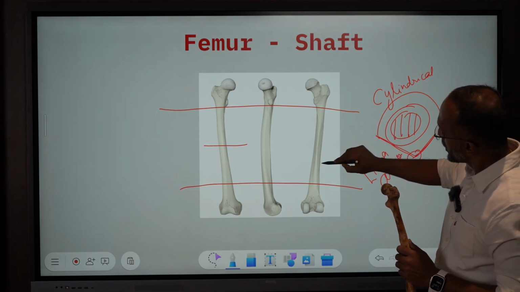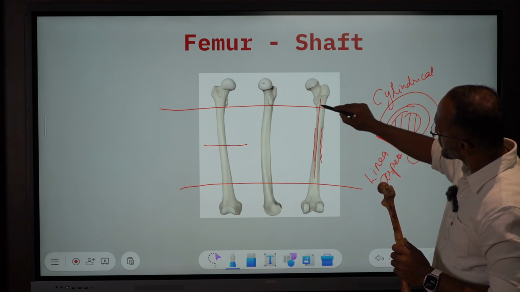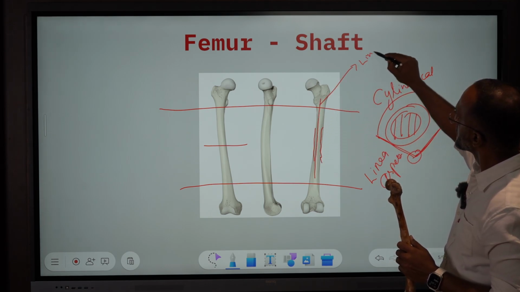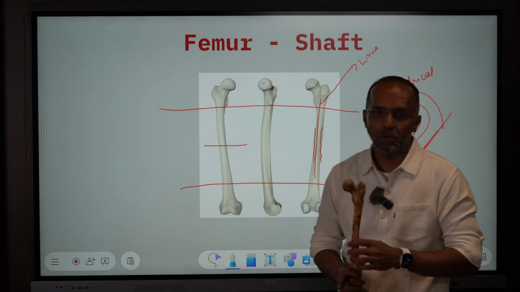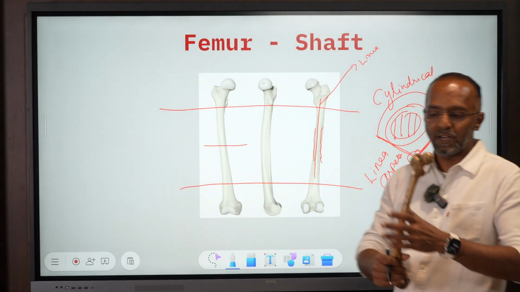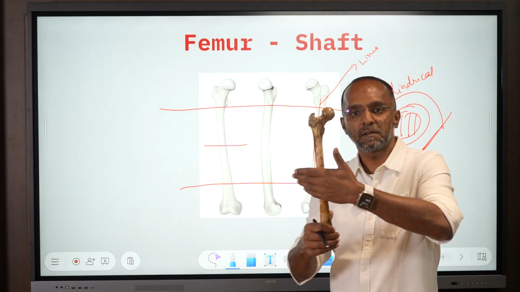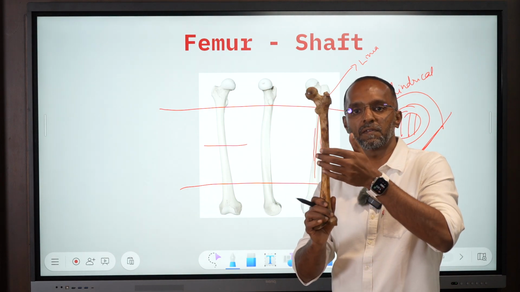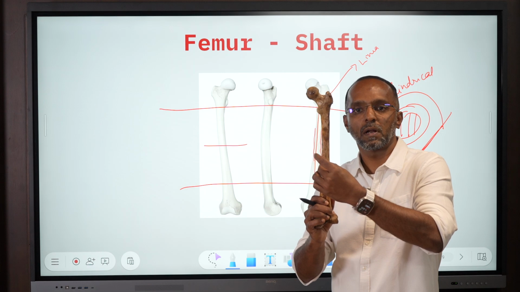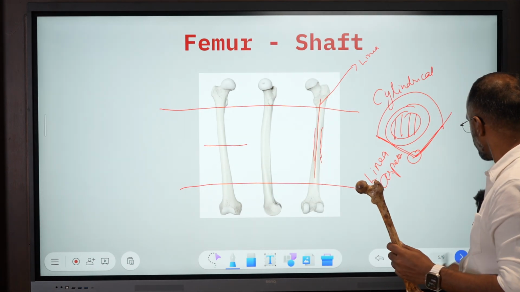Now this is one surface, this is another surface, and this uniting line is called linea aspera. This gives attachment to the thigh muscles in the back. Fine. So this is for the shaft. It is cylindrical in structure with the bow anteriorly. Anterior surface is round, posterior surface is triangular, and these two triangular surfaces unite to form the linea aspera.